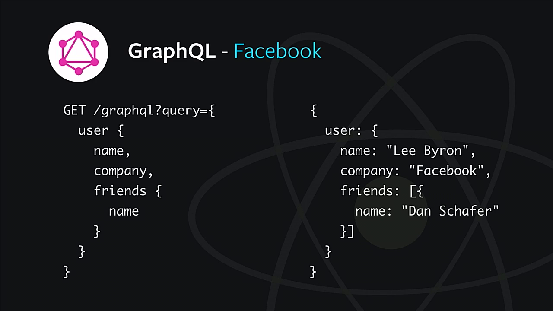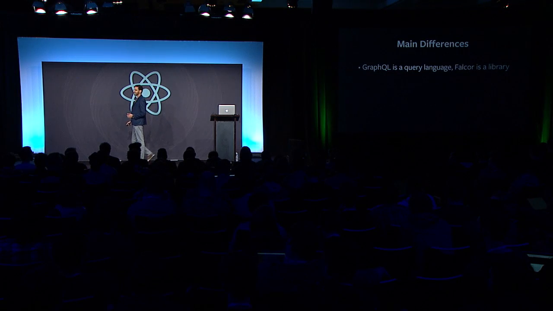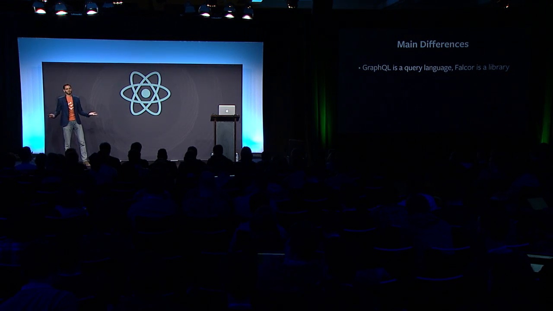If you look closely at the response, it's the same query that we are making, but filled with data. So a GraphQL query is just a JSON without any data. Those are the keys that we want. So what are the main differences between GraphQL and Falcor? GraphQL is a query language, as you can guess.